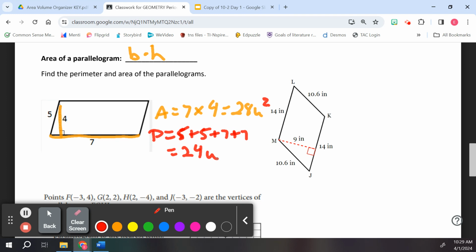Try the next one on your own. Find the area and the perimeter.